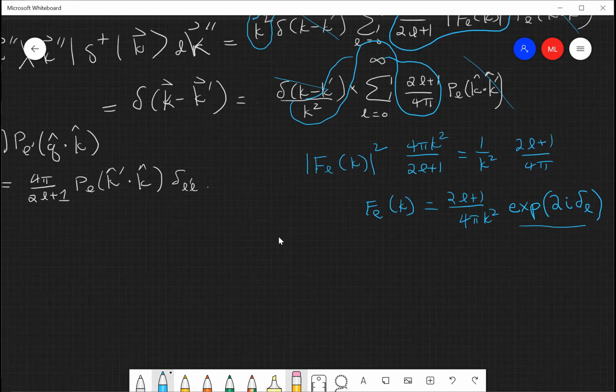In fact, you can go from the momentum space to the angular momentum space representation. And what you would find is that if you calculate this, it is nothing but these e to the 2i delta_L, and then it's diagonal in this space.